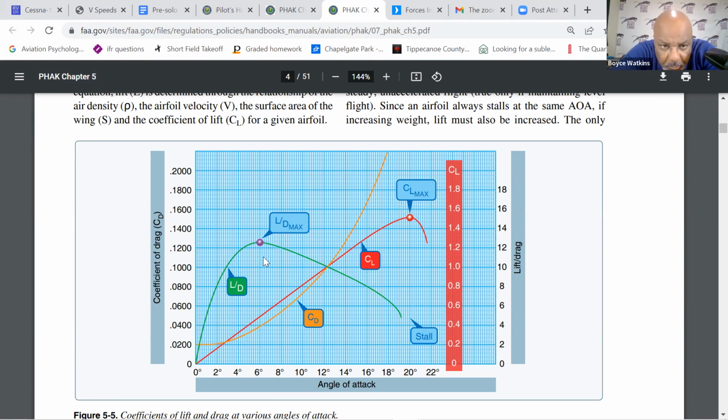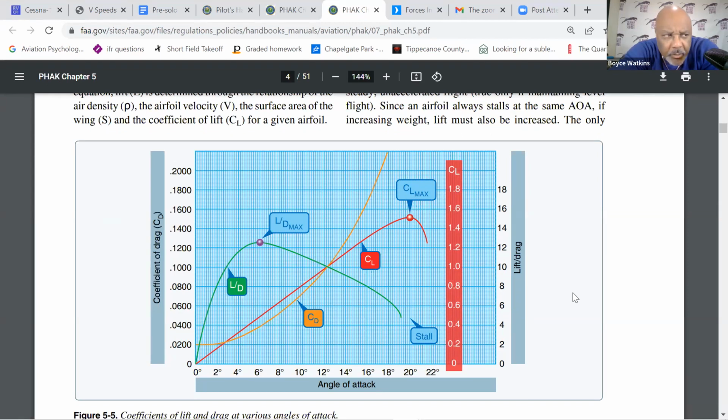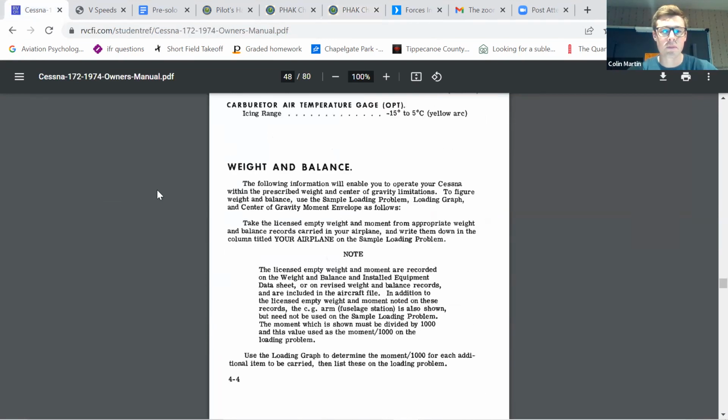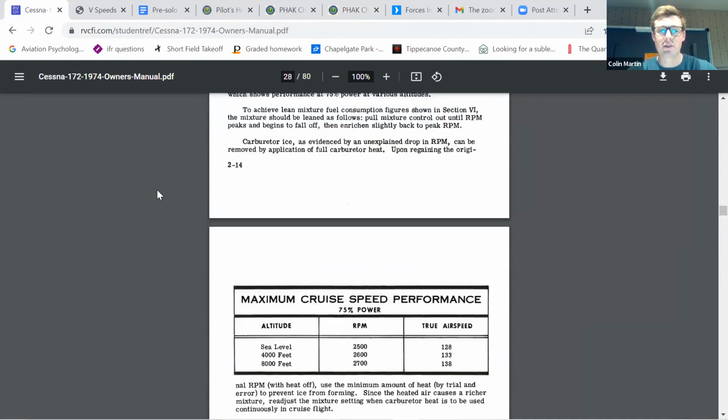Got it. So that all makes sense to you? Yeah. So 65 knots maximizes that ratio of the distance you travel for every foot of altitude or something like that. Like there's a ratio of distance to altitude, like a triangle. Yeah. Got it. Okay, so that all makes sense to you.